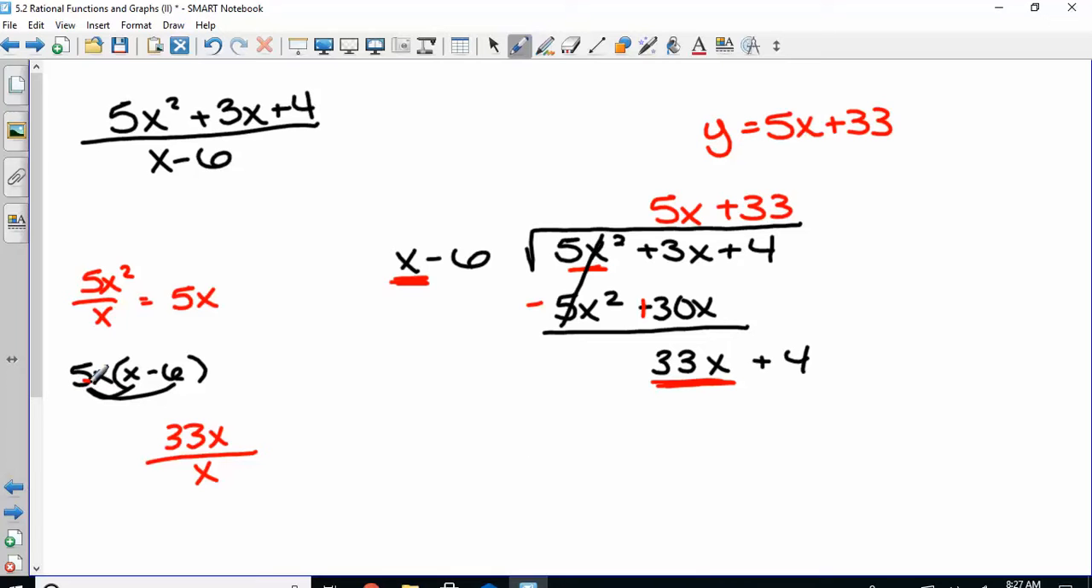5x times negative 6 when you distribute. I'm not used to my touch screen working. It's kind of nice. It works. Everything works again.